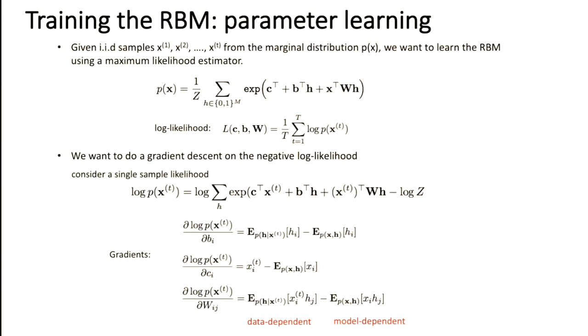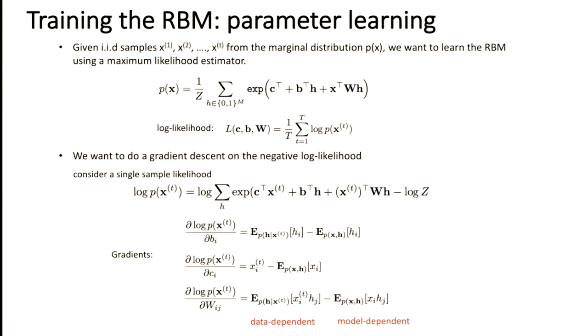This P of x again can be written out in the form of the energy function. The objective function that we'll use is the log likelihood of your data, parameterized by the model parameters, which in this case could be the bias and the weights. So c and b are the bias associated with your visible and hiddens, and W is the weights between your visible and hidden units. Once again, like we saw in the previous slide, we want to find the gradient of this log likelihood with respect to the parameters of the model, which is the bias and the weights.